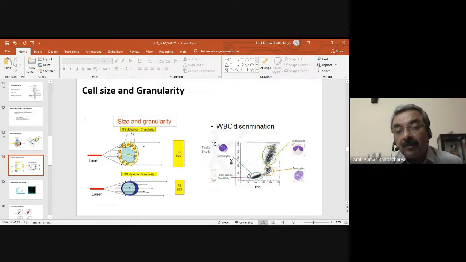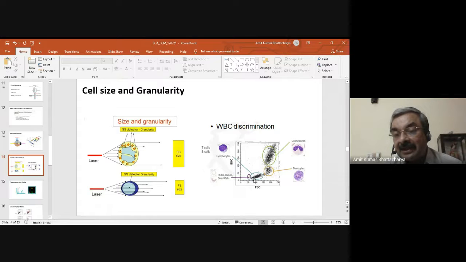So now, in a flow cytometer, what is frequently done is that you make a preparation of blood. Flow cytometry is used frequently to look at blood. So when you look at blood, if you plot forward scatter on this axis and side scatter on this axis, forward scatter is a measure of cell size, and side scatter is a measure of granularity.